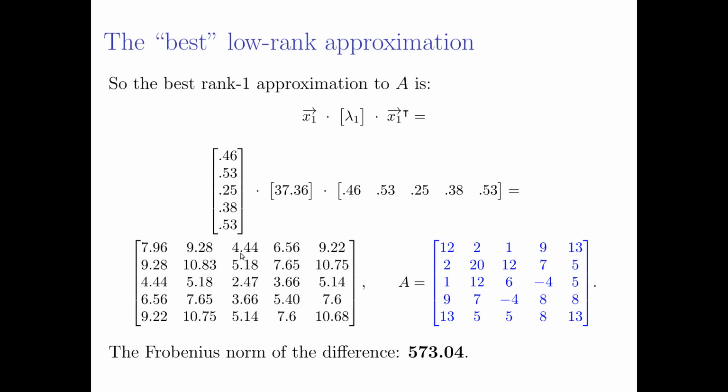and then 4.5, and then 7, and then 9. I mean, it's not even really very good. And if you look at the Frobenius norm, if you add up the squares of the differences between 12 and 7.96, and the difference between 2 and 9.28, and the difference between 1 and 4.44, etc., add all those differences up and square them, you get 573. Now, that's just kind of a number. It's not obvious that that's high, but we're going to see that we can, of course, do a lot better.